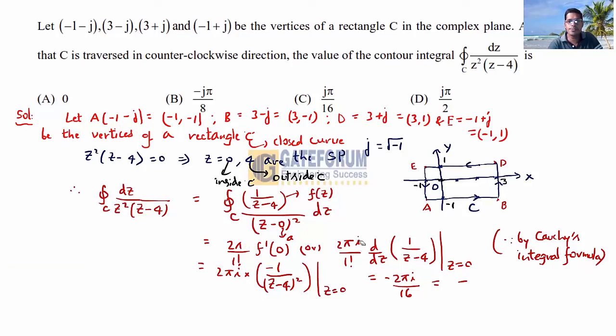So this is 2 pi j, here also 2 pi j, minus 2 pi j over 16. So finally minus pi j divided by 8. So the answer is minus j pi by 8. Accordingly, the option is B. This is the end of the question.